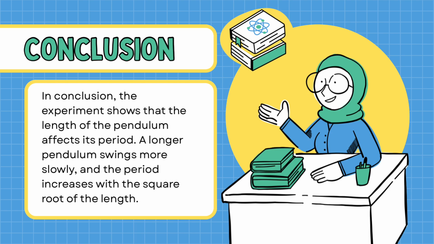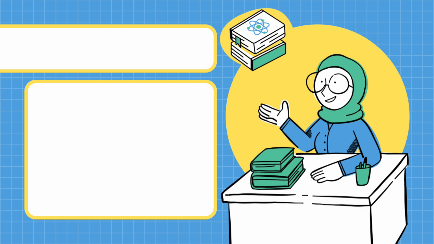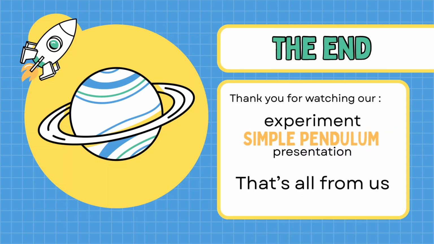Last but not least, our conclusion. In conclusion, the experiment shows that the length of the pendulum affects its period. A longer pendulum swings more slowly, and the period increases with the square root of the length. This is the end of our slides.